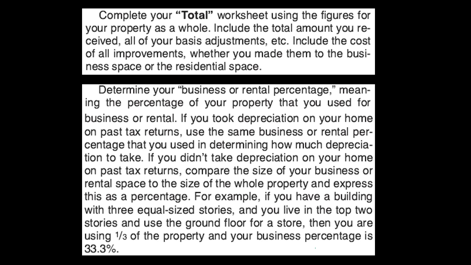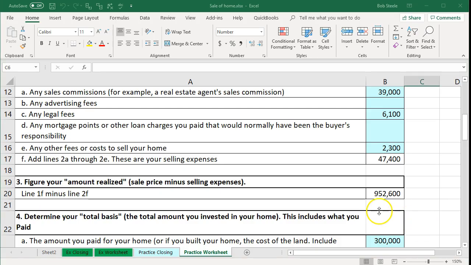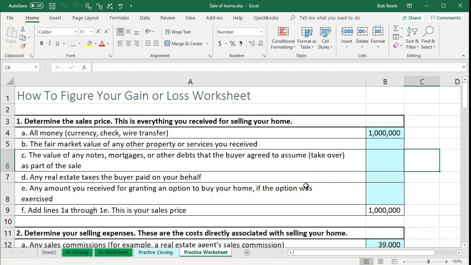For example, if you have a building with 3 equal size stories and you live in the top 2 stories and use the ground floor for a store, then you are using 1/3 of the property and your business percentage is 33.3%. So the strategy here is looking at the total. We have this worksheet in total and then breaking them out between the business and personal portion.